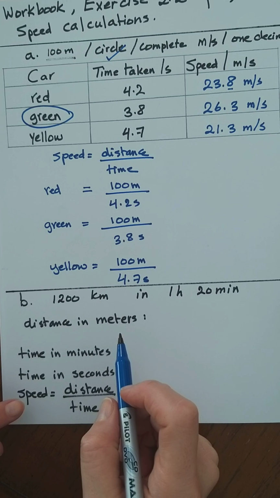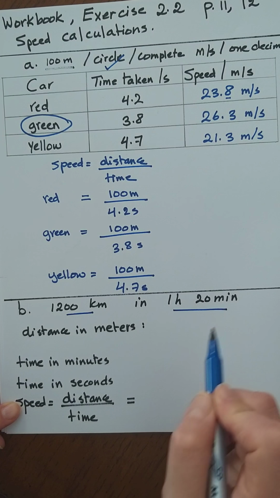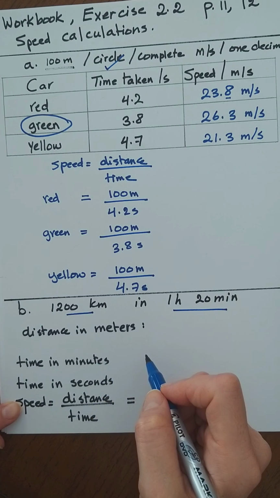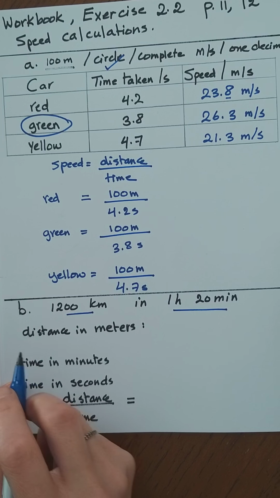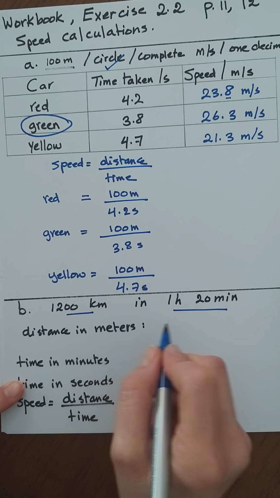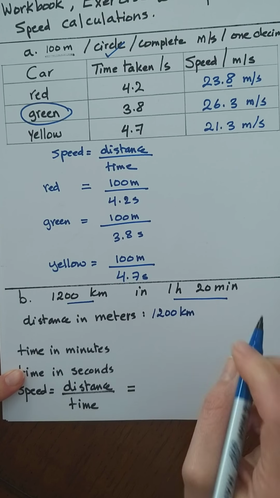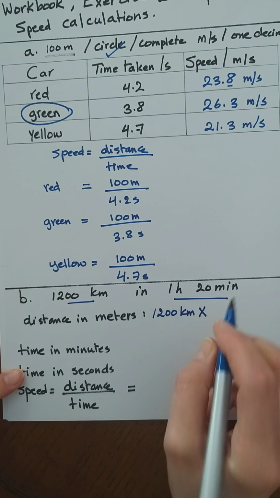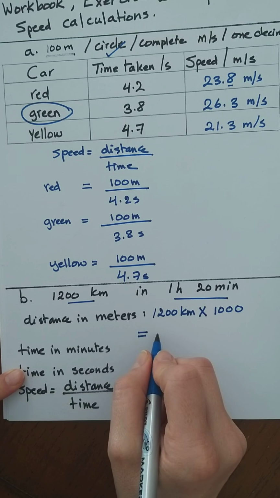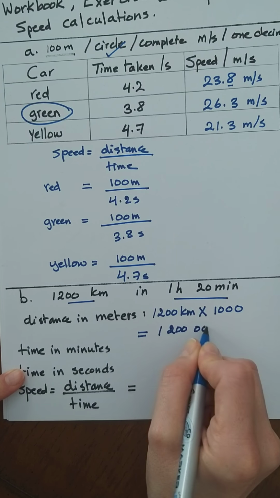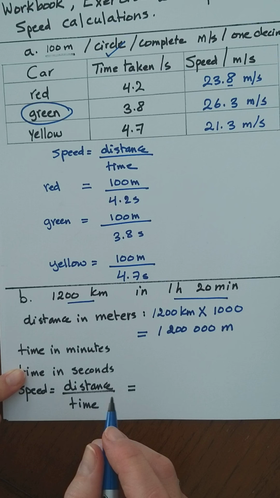B. A jet aircraft travels 1,200 kilometers in 1 hour 20 minutes. How many meters does it travel? So it travels 1,200 kilometers. We need to convert this to meters. From kilometers to meters, 1,200 kilometers, I need to multiply by 1,000. So the distance in meters is 1,200,000 meters.